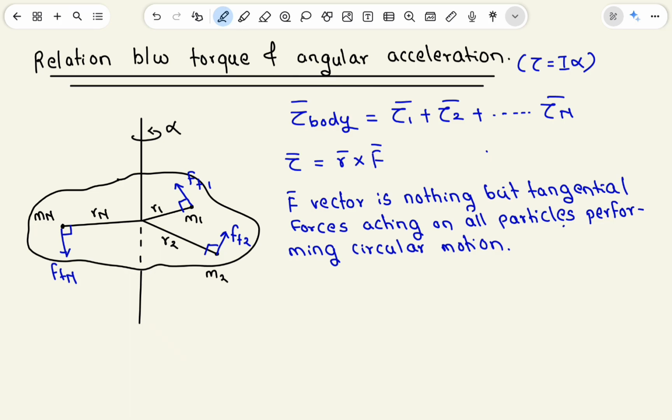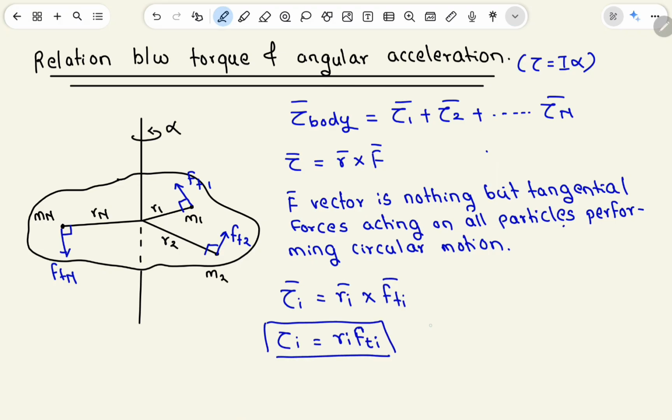So when I am calculating the torque for any ith particle, tau i bar, it is nothing but Ri bar cross Fti bar, and if I write down the magnitude, it will be just Ri into Fti, because sine 90 will be 1 as theta is equal to 90 degrees.